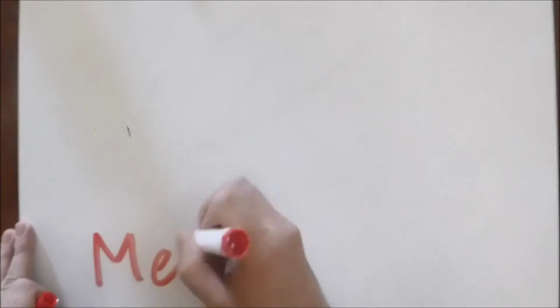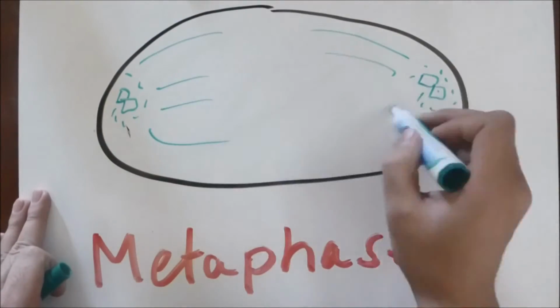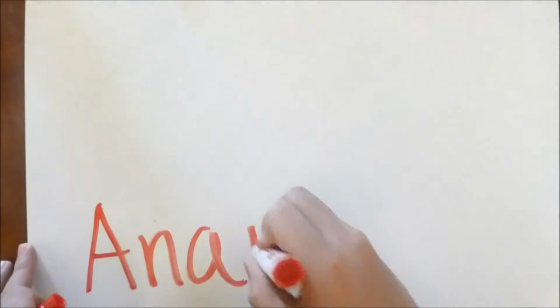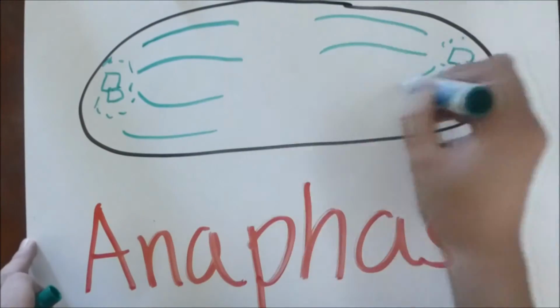In metaphase, the centromeres are now at the opposite poles of the cell, and the chromosomes have lined up along the metaphase plate. In anaphase, the two daughter chromosomes begin moving toward opposite ends of the cell as their kinetochore microtubules shorten.